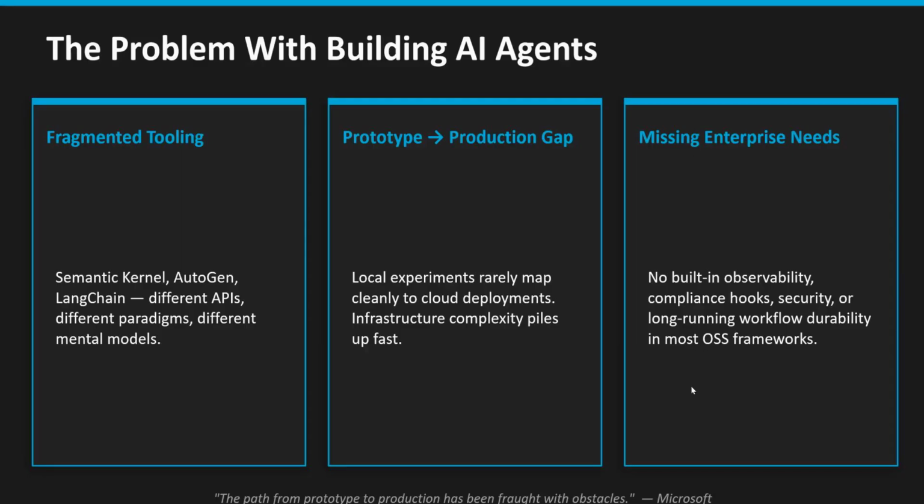First, the tooling is super fragmented. You have got Semantic Kernel, AutoGen, LangChain, and a bunch of others, each with their own different APIs and ways of doing things. Second, what works perfectly fine on your local machine often breaks apart the moment you try to deploy it into the cloud. And third, most of the frameworks are missing proper observability, security features, and good support for long-running processes. Microsoft saw all these pain points and basically said, we can do these things better. And that's exactly why they created Microsoft Agent Framework.